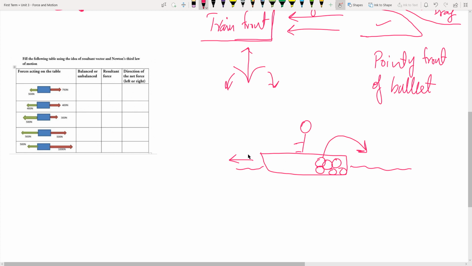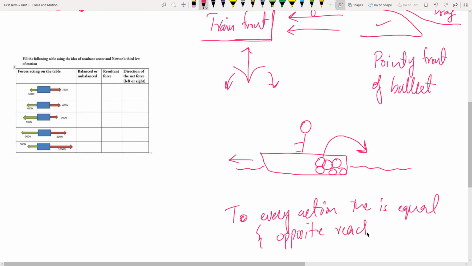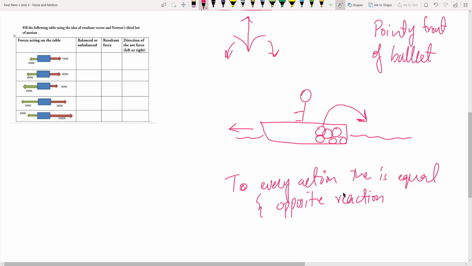As a reaction, the boat is going to move forward, right? Once you push this extra mass out of the back of the boat, as a reaction, the boat is going to move forward. So Newton said this: to every action, there is an equal and opposite reaction, right? And please don't mind my writing, because that's the writing tablet.